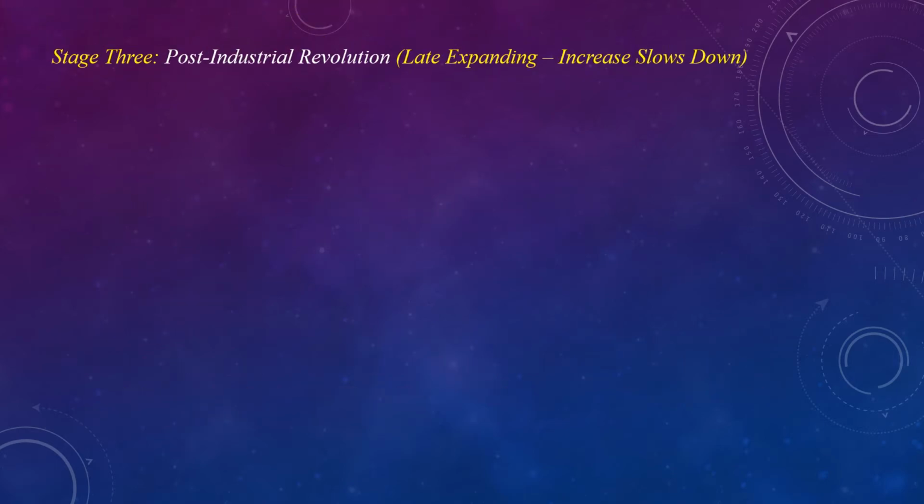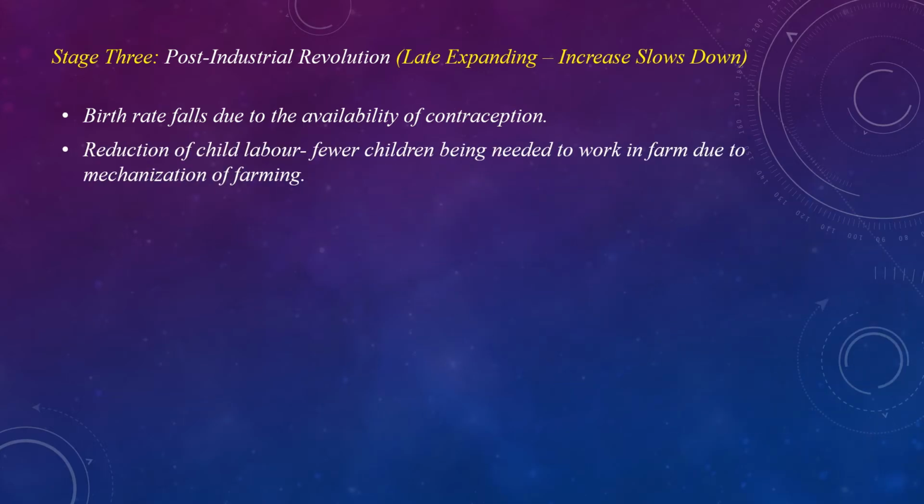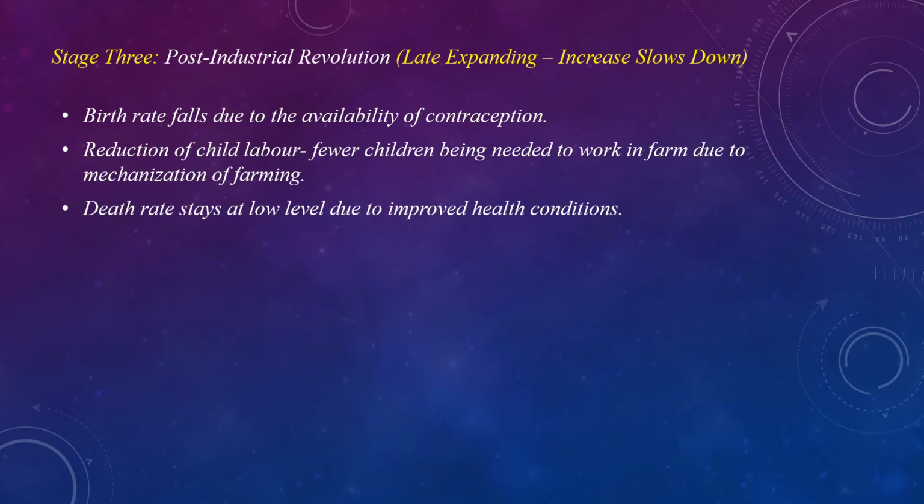In the third stage, which is known as the post-industrial revolution stage or the late expanding stage, the increase in the population slows down. The main features of this stage are: birth rate falls due to the availability of contraceptives, reduction of child labor, and fewer children being needed to work in farms due to mechanization of farming.